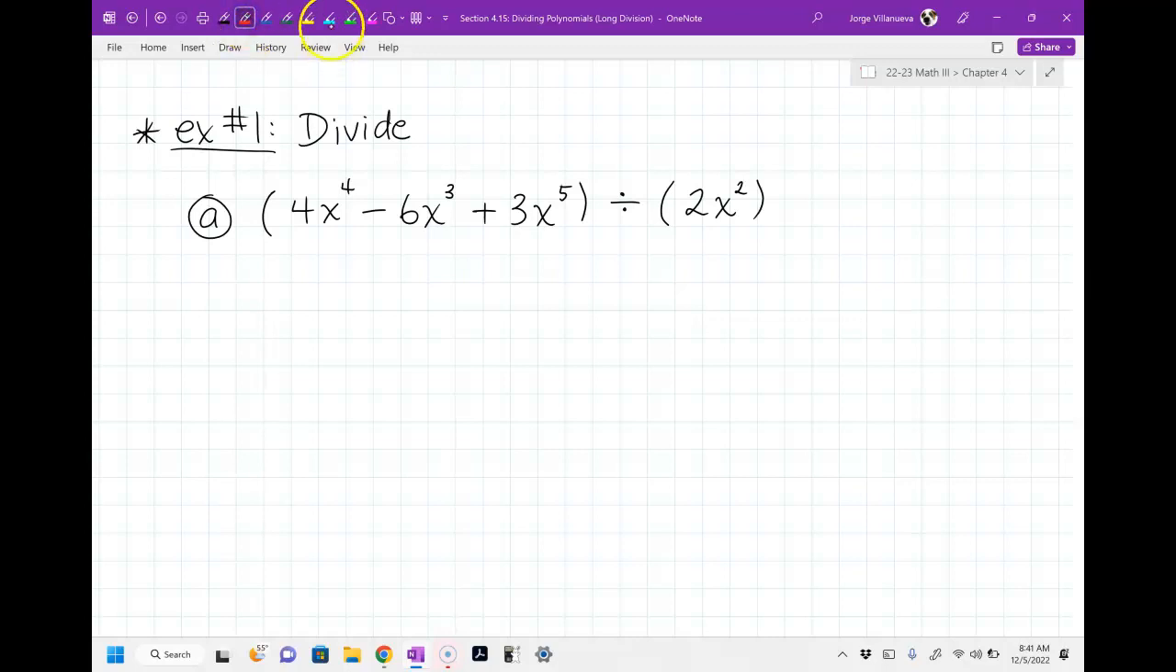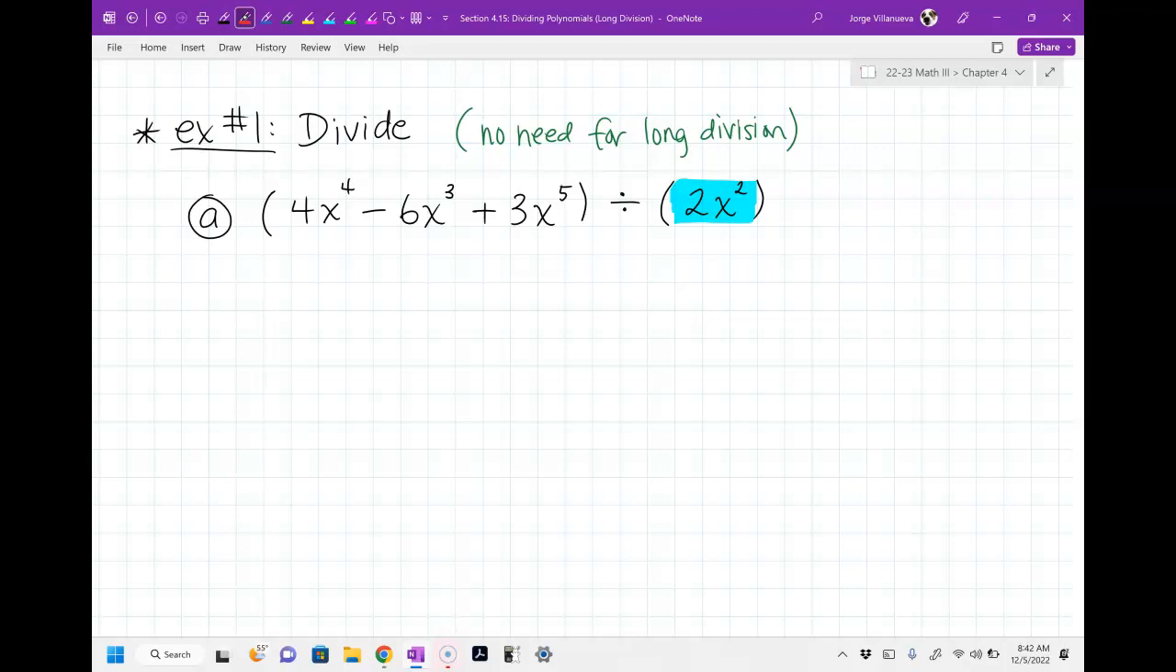Here's the key. You notice how right here there's only one term, a monomial. Just one term. If you're dividing by a monomial, you do not have to do long division. Let me put right here, no need for long division. Like I said, these are the easier ones because you don't have to use long division. The reason is that you're dividing by a monomial, one term.